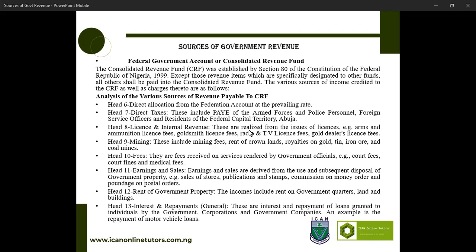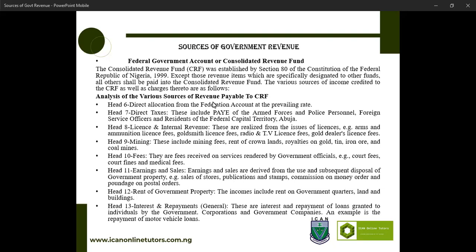We have head eight, license and internal revenue. These are realized from the issues of licenses, e.g., we have arms and ammunition license fees, goldsmith license fees, radio and TV license fees, gold dealers license fees. All these form part of head eight sources of revenue under the Consolidated Revenue Fund account.